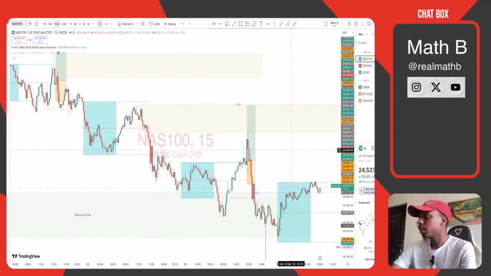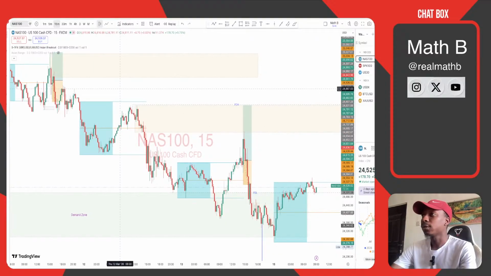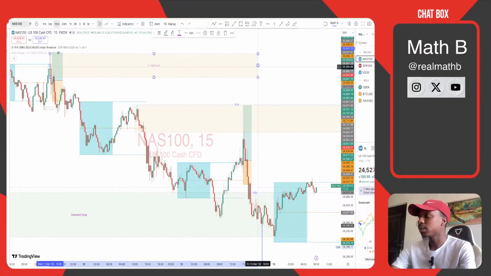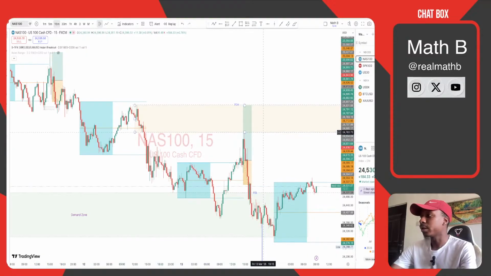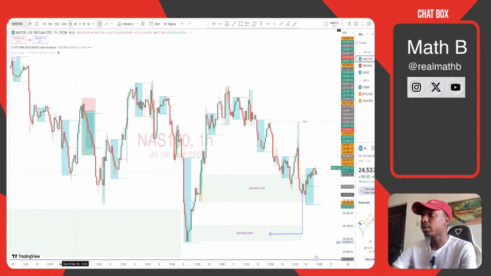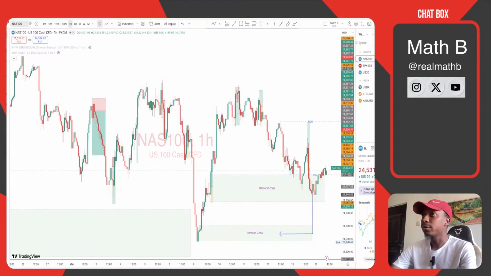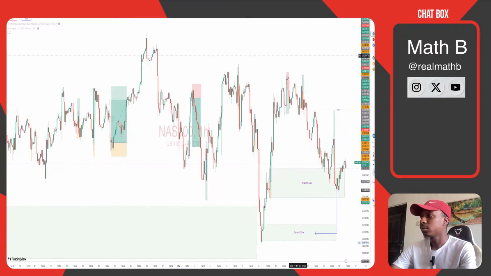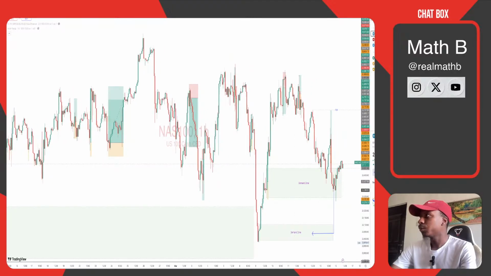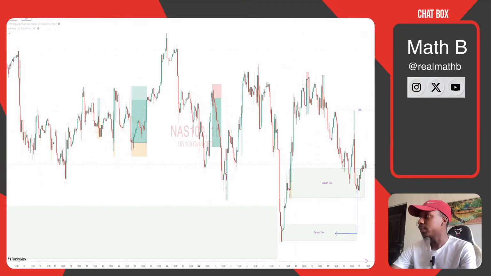So now, let's do the analysis for today. We are going to be marking out more zones that NASDAQ potentially will react from or react to. So let's start from the 1 hour. On the 1 hour, what we can see right now for NASDAQ is that it's within a particular swing range that we can at least see.